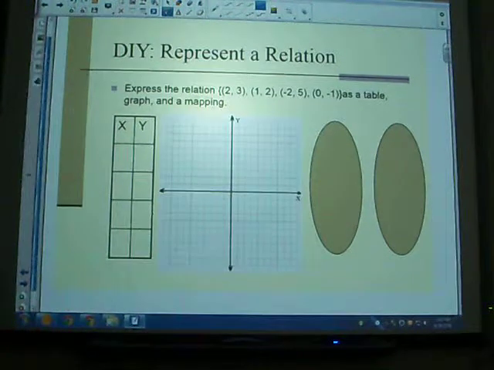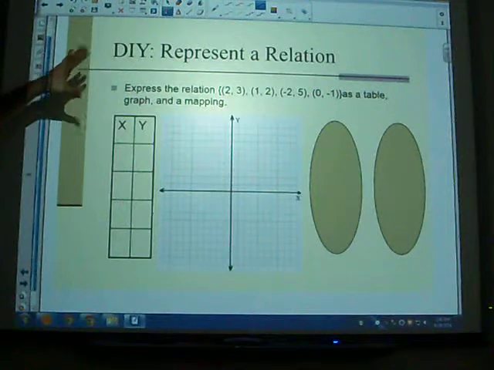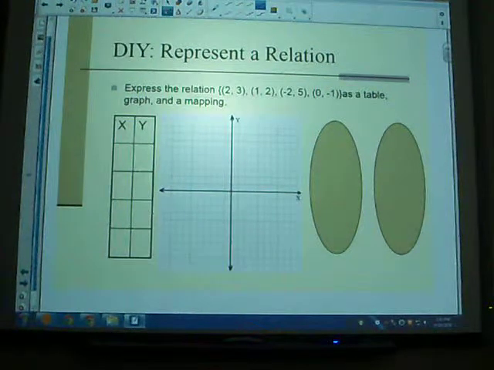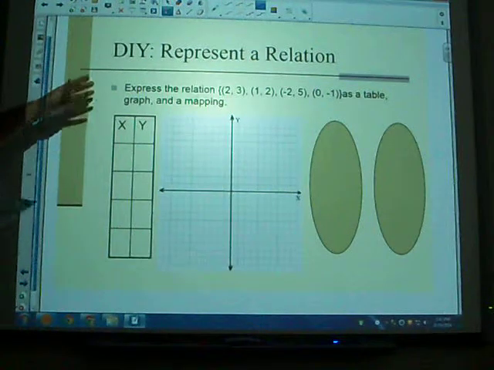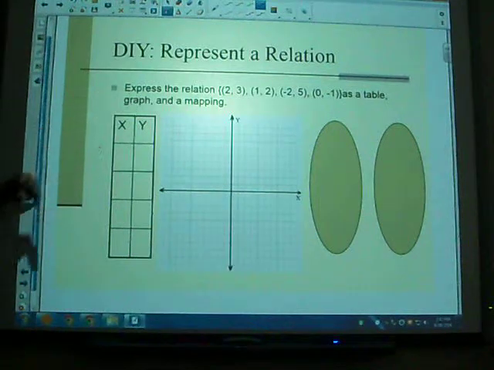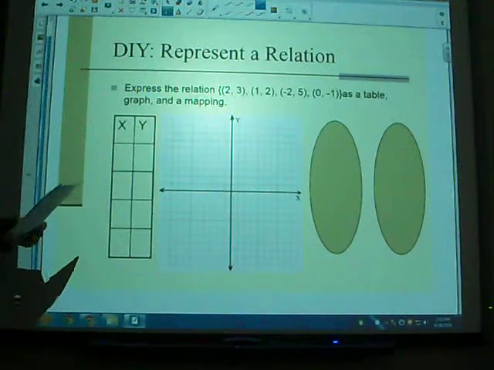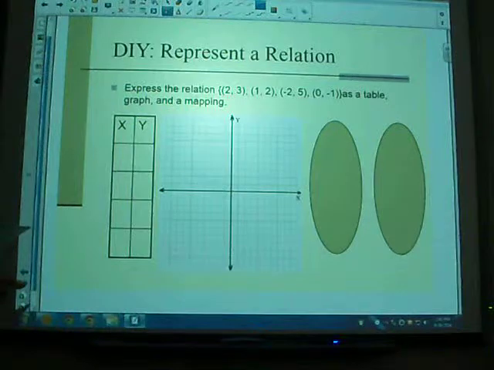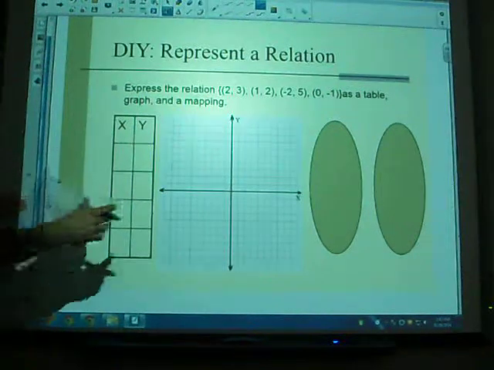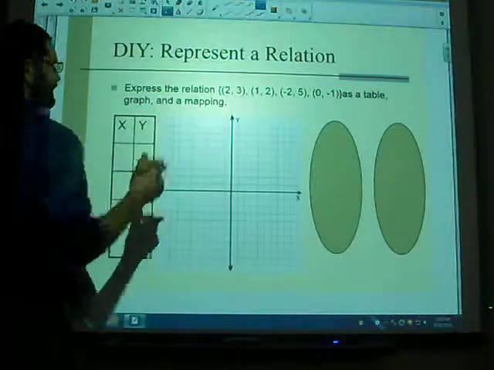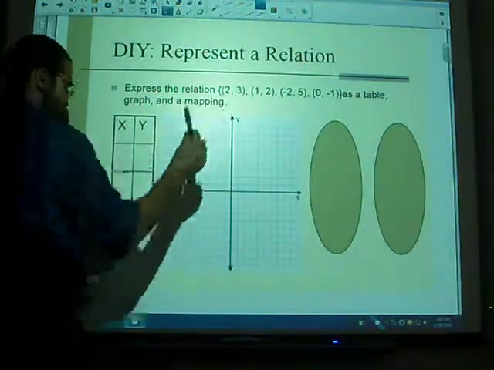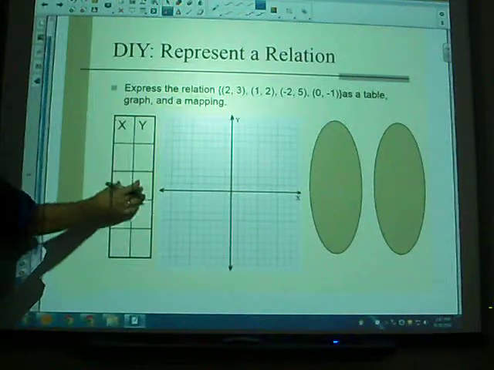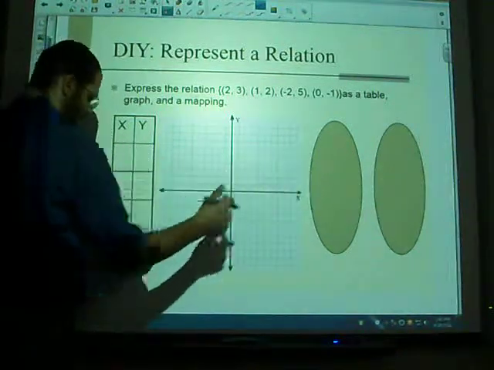So this DIY question, please do this by yourself. Maybe your substitute teacher can pause the video while you're doing this question by yourself in your notes. And I can write down the answers. So you're given this relation, which is the set of ordered pairs. So you can represent it as an x and y chart, graph, and mapping.